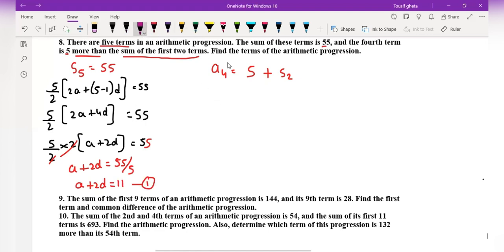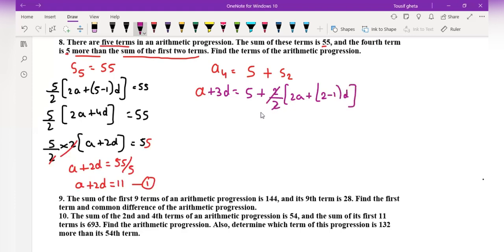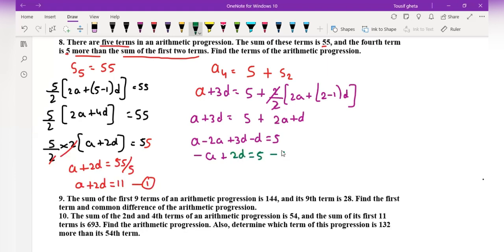Let us find the second equation. a4 को हम कैसे लिख सकते हैं? a plus 3d is equal to 5 plus S2. S2 को हम कैसे लिख सकते हैं? 2/2 of 2a plus 2 minus 1 d. Okay, 2 cancel. So a plus 3d is equal to 5 plus 2a plus d. Okay, transpose: a minus 2a plus 3d minus d is equal to 5. So a minus 2a का वैल्यू आएगा minus a plus 2d is equal to 5, and that is our second equation. Solve first and second.